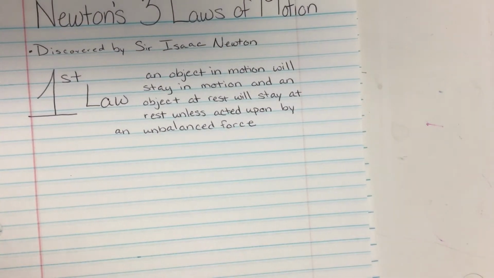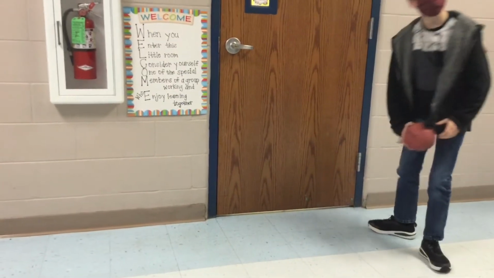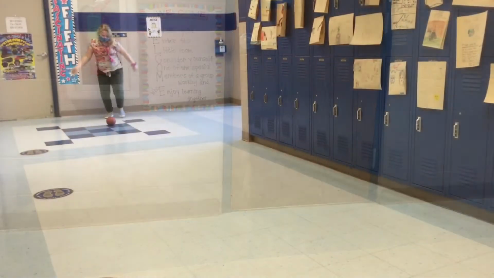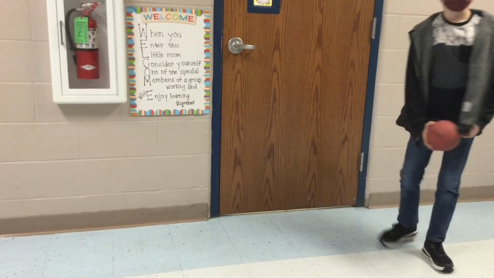All this is saying is that if an object is moving, it's going to keep moving, and it's going to keep moving at the same speed and in the same direction unless something interferes with it. For example, one student is going to kick the ball. The other student will have to stop the ball. The ball is going to keep moving at the same speed and in the same direction that the student kicked it in until the other student stops it.